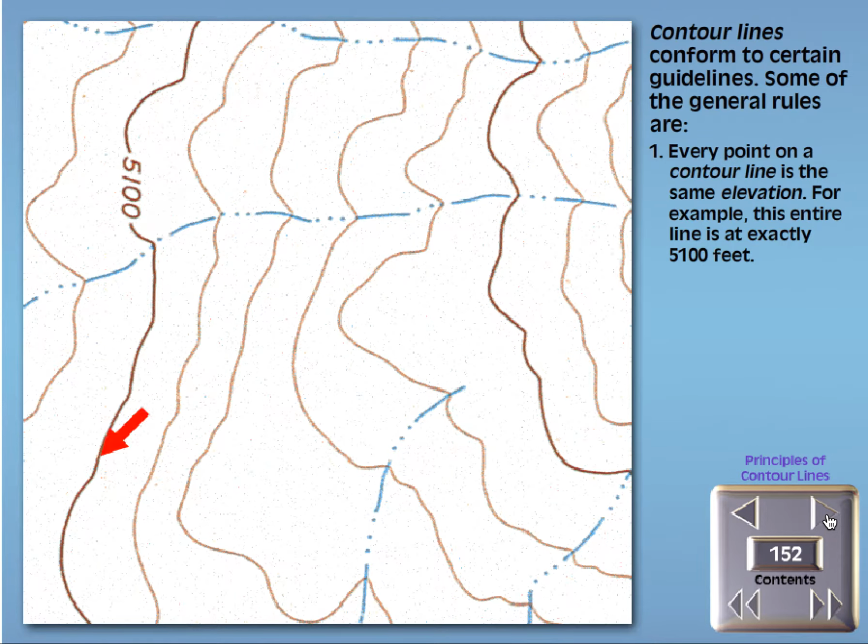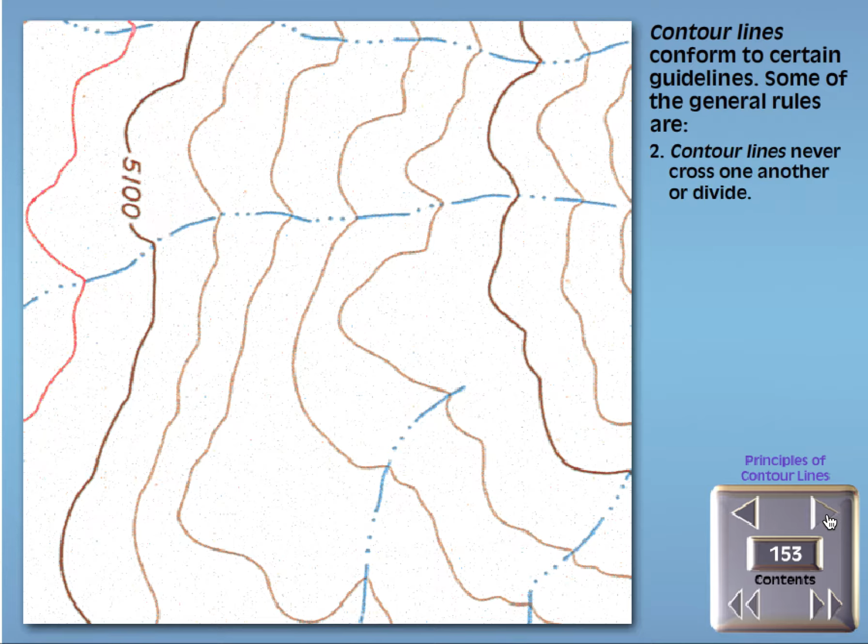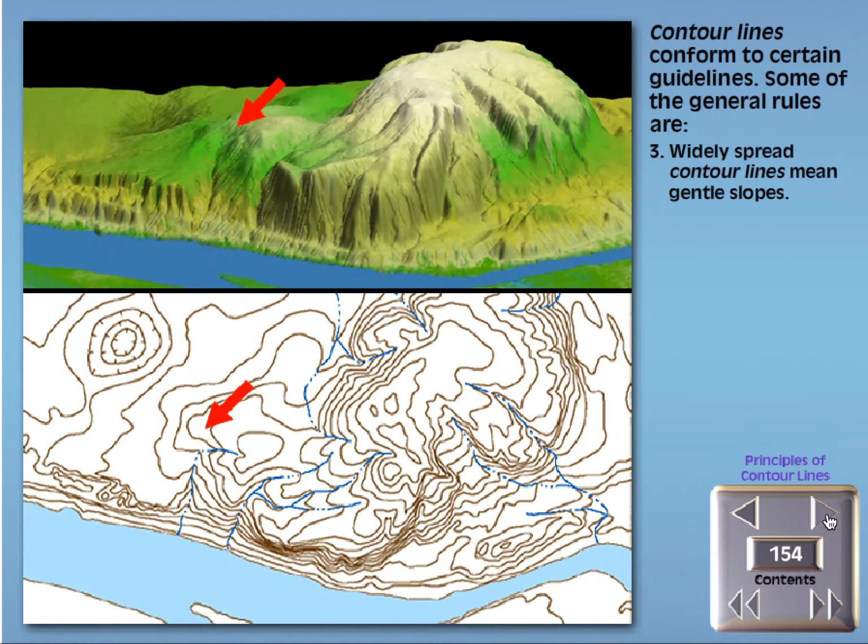Contour lines conform to certain guidelines. Some of the general rules are: 1. Every point on a contour line is the same elevation. For example, this entire line is at exactly 5,100 feet. 2. Contour lines never cross one another or divide. 3. Widely spread contour lines mean gentle slopes. 4. Closely spaced contour lines mean steep slopes.